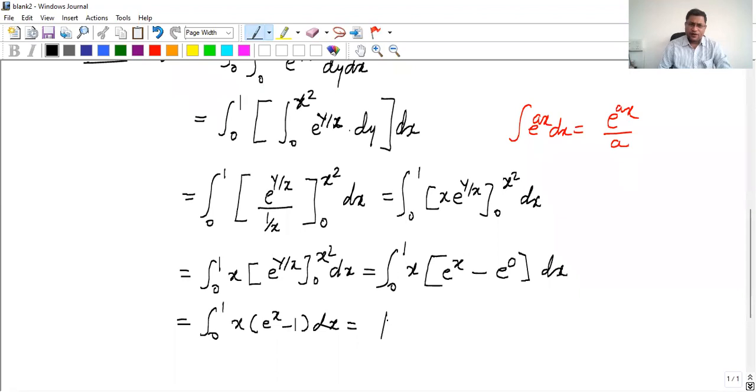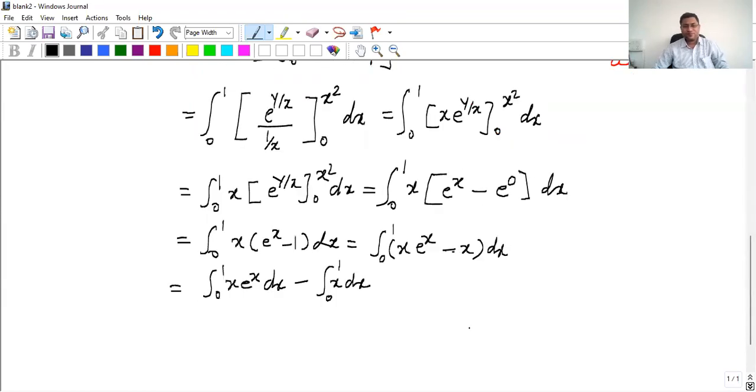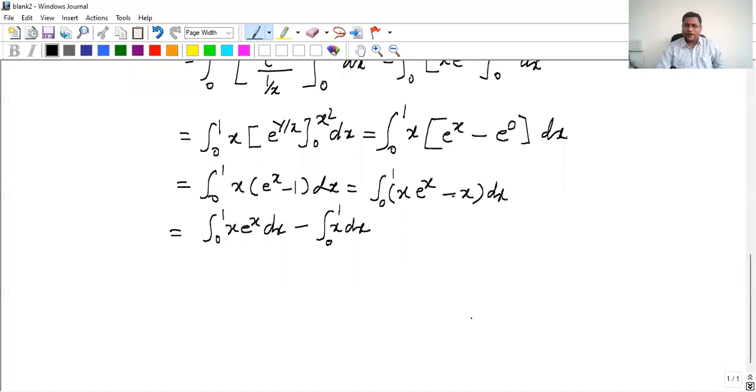So we'll be having integral 0 to 1. I can write this as x e raised to x, and then this is minus x, dx. Is that okay? Are you getting this? Yes, sir. Okay. So what we can do is, we can write this as integral 0 to 1, x e raised to x dx, minus integration 0 to 1, x dx. Is that okay? Can we write it like this? Yes.